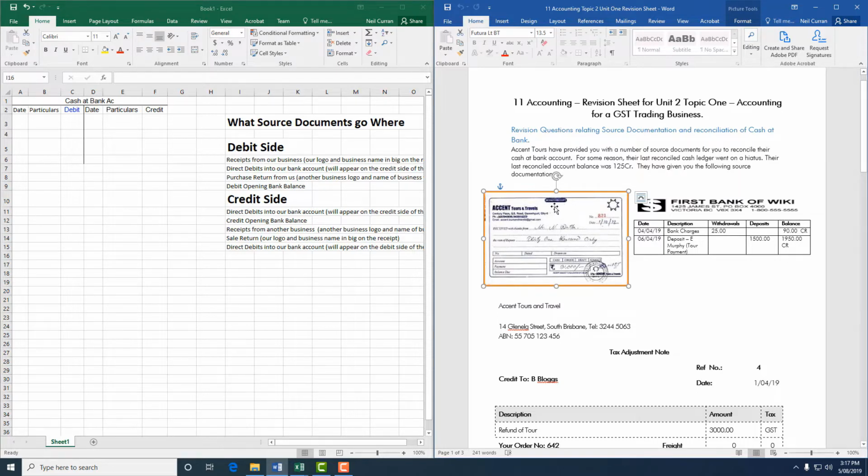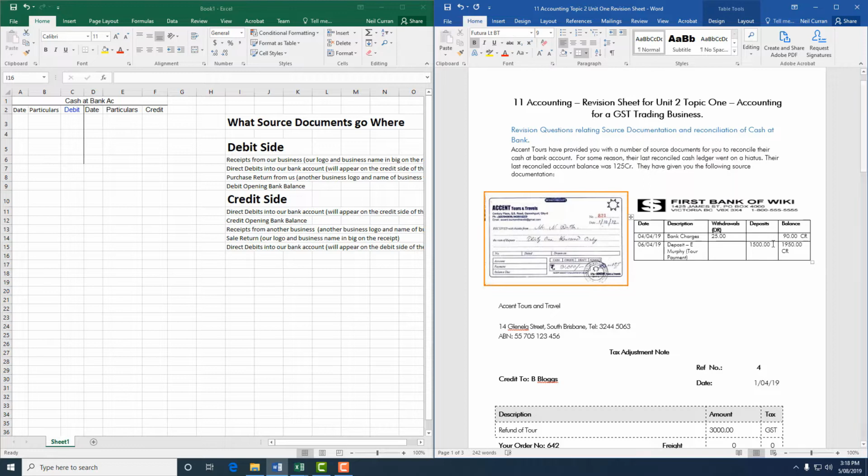Now you can see here this one is a cash receipt and it's coming from us as the business Accent Tours and Travels. So this one here is a receipt of money from someone else that is going into our bank account. This one here is bank charges. Now it is coming out of our bank account because it is seen as a withdrawal, and this one here is a deposit into our bank account because it is actually a deposit. So these ones are debits and these ones are credits.